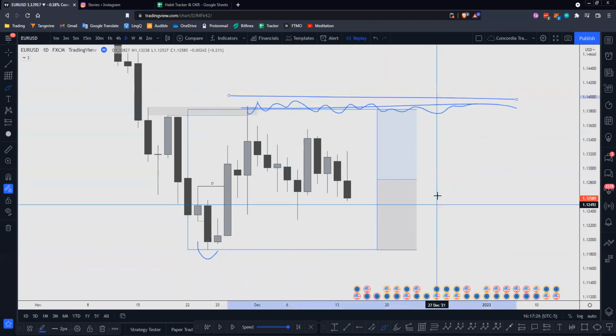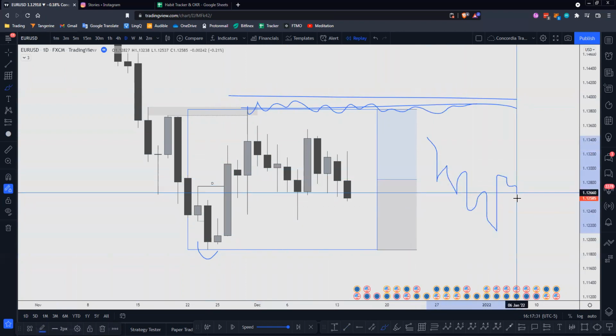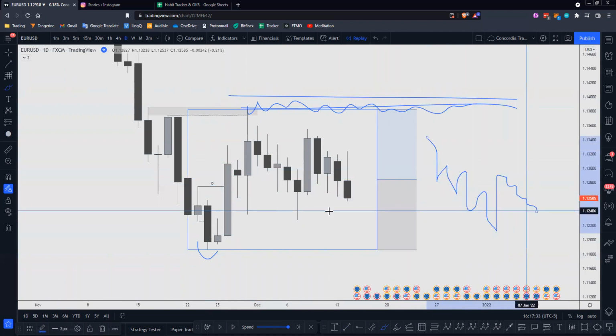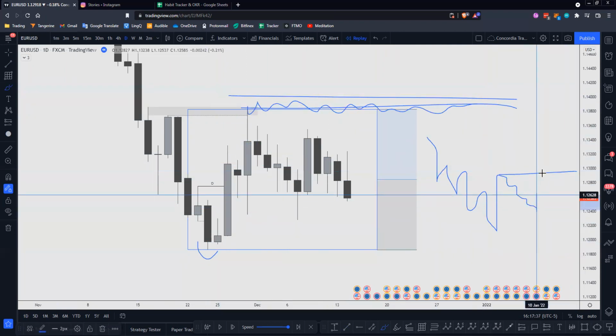Why? Because think about it. What's going on in structure right now? We had a downtrend, downtrend, downtrend. We broke structure, okay, and then came back down, right? We broke structure, came back down. So therefore, this high should be the next high, right?